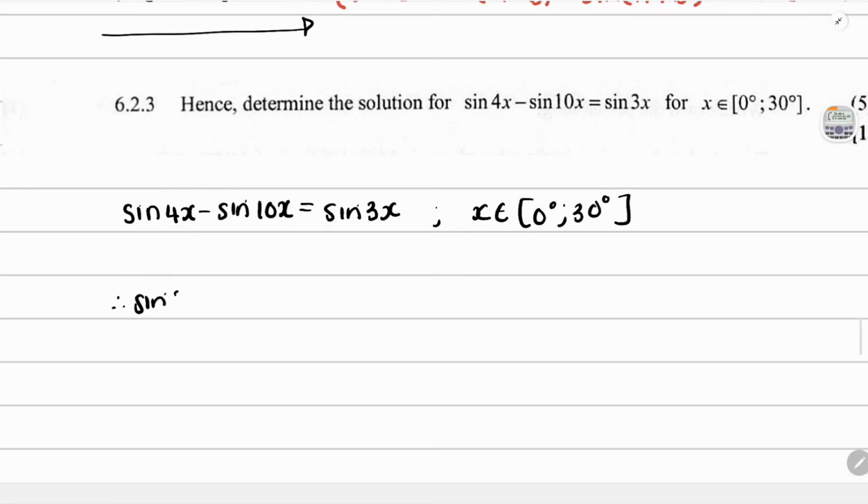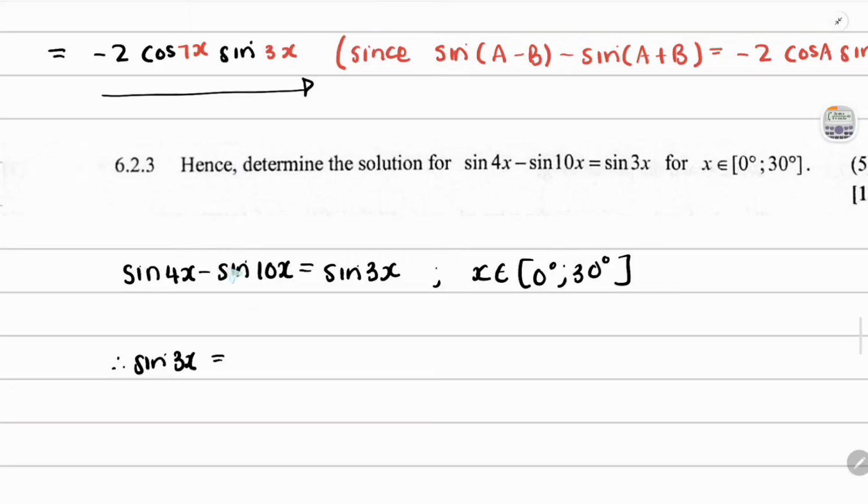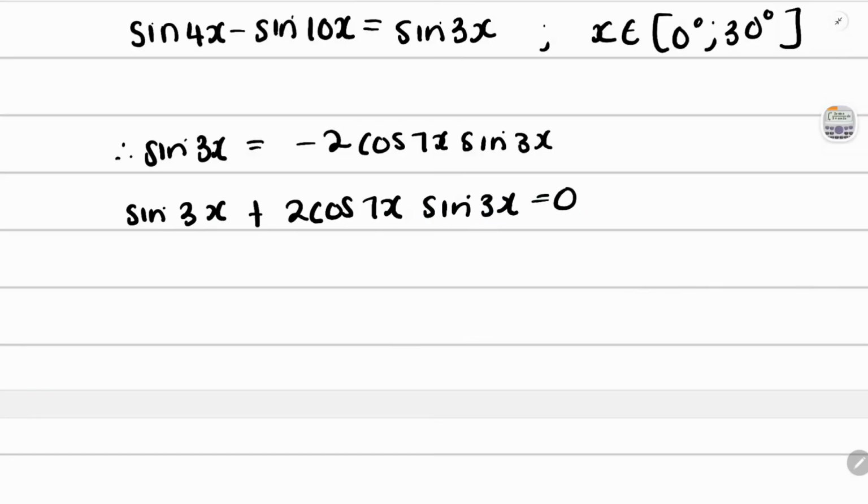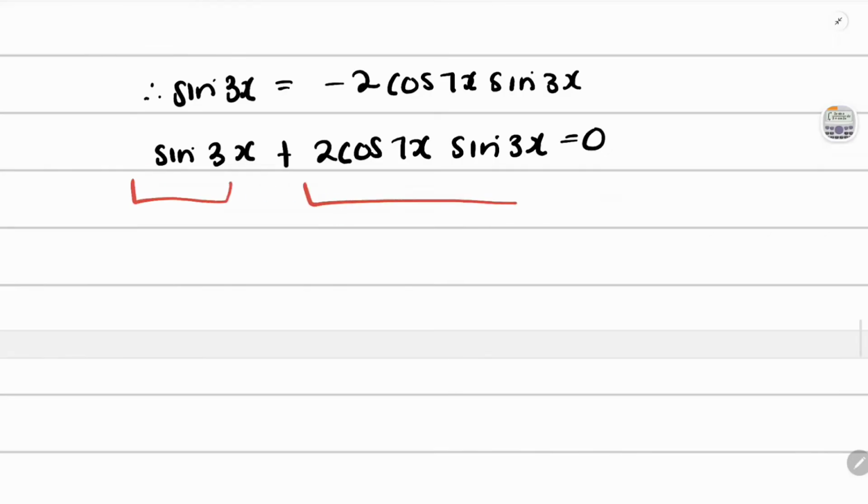So sine 3x is equal to whatever that was equal to. So that is negative 2 cos 7x, and then sine 3x. Okay, now we can just take this over. So this is sine 3x, plus 2 cos 7x, and then sine 3x, is equal to 0. In these two terms, you can see that sine 3x is common. So we can take it out as a common factor.